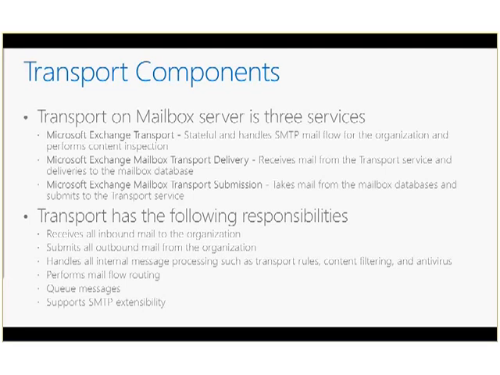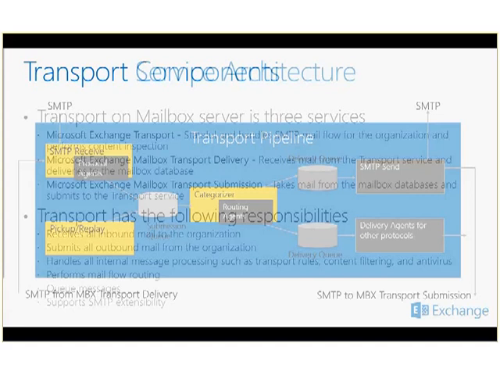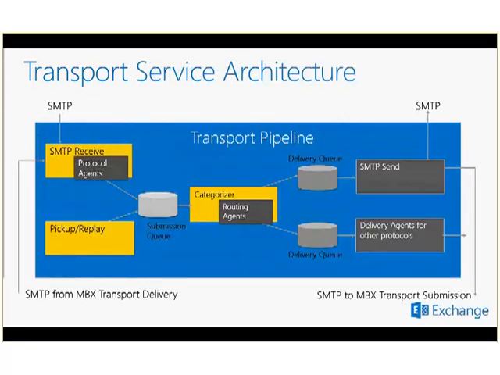So let's take a quick overview here. So we've got our transport pipeline. You can see over on the left-hand side, we've got an SMTP receive, which could be from the outside world. It might also be from the mailbox transport delivery service. So the mailbox transport delivery service will take a message that a user has submitted, pull it up, put it into SMTP receive, hits our submission queues, and then fires off into the categorizer and the routing agents as you're used to in previous versions.